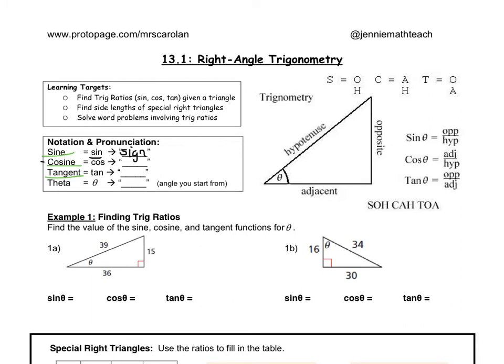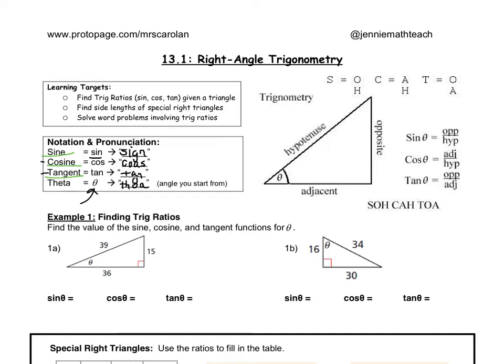When you see cosine in the abbreviation COS, you say cos, like coast, but without the T. Cos, or like a roller coaster. And then for tangent, when you see tan, you say tan. Last, we have to be able to pronounce this Greek letter of the alphabet, theta. You say TH, and then 8, and then so theta.